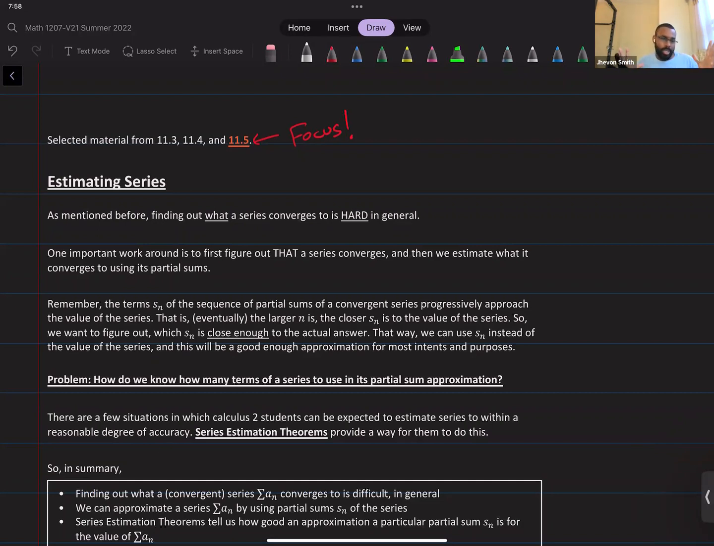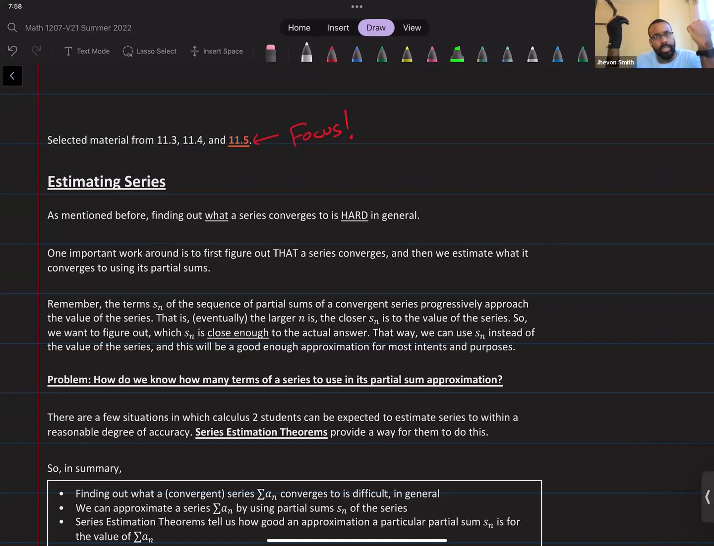So the main topic of this section is estimating series. The idea is the following. I've already mentioned to you before, finding out what a series converges to is very difficult in general. Even in the nice cases, it can be very annoying to figure out. If it's not a geometric series and it's not a telescoping series, to actually figure out what something adds up to is very hard in general. And sometimes it can be impossible to actually calculate by hand.